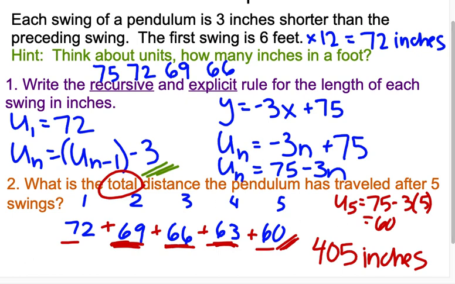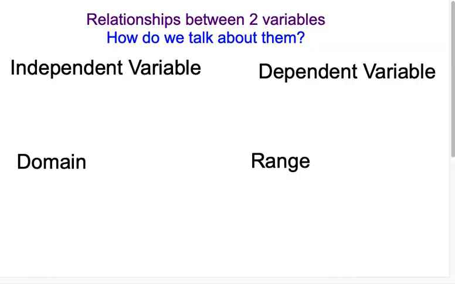All right, this next slide, I highly recommend you write all of this down in your notes. Try to take as neat of notes as you can, because we're going to be talking about these terms a lot now: independent variable, dependent variable, domain, and range. Basically, these terms are going to help us talk about relationships between two variables.